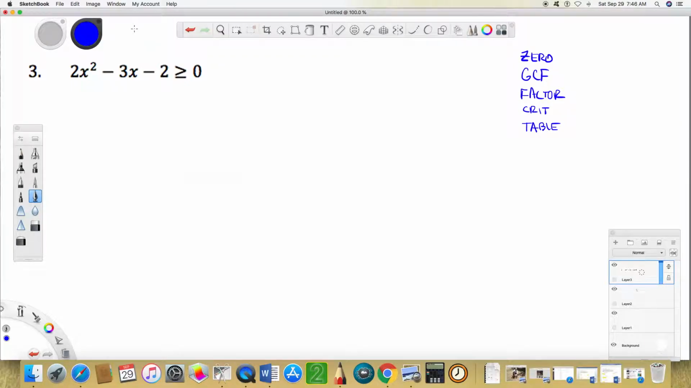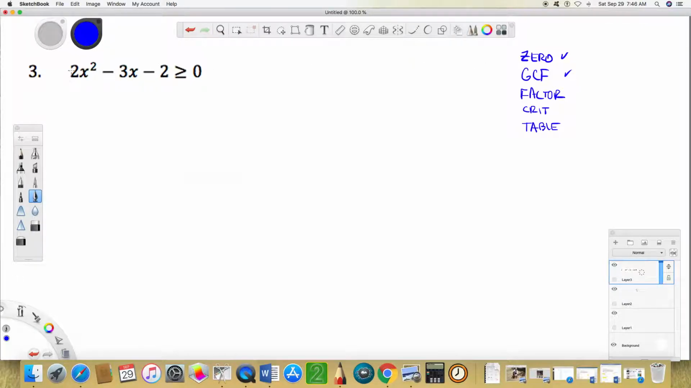Let's take a look at this quadratic inequality. We always want to make sure that we're comparing it against 0, and we are. We want to look to see if there's a greatest common factor among the terms. There's not. And now we want to factor this.